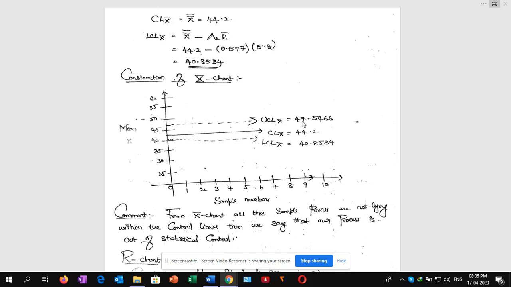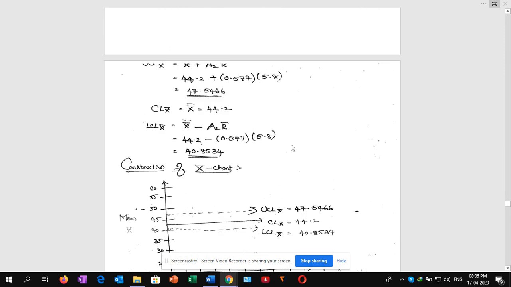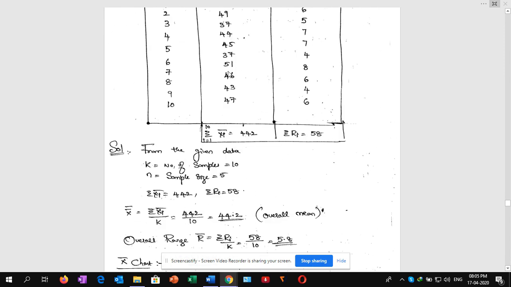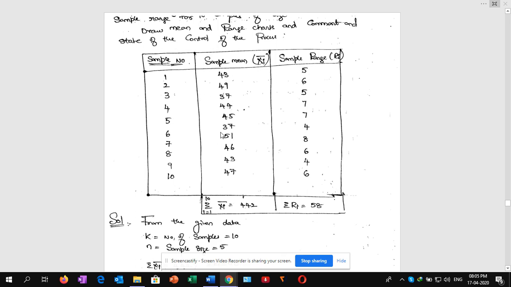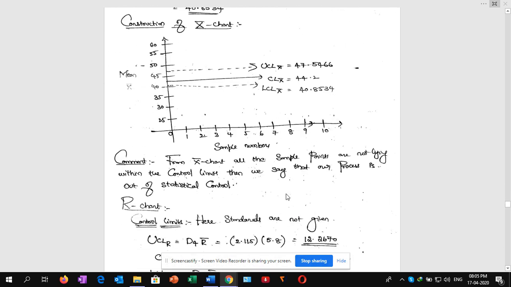Here the UCL of X bar is 47.5466 and LCL of X bar is 40.8534. Here all the points are not lying between these two values. If you want, you can see it here from the problem. These are the points; all are not lying between UCL and LCL. So we say that our process is not under statistical control.